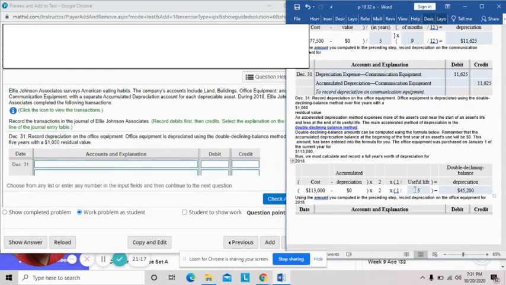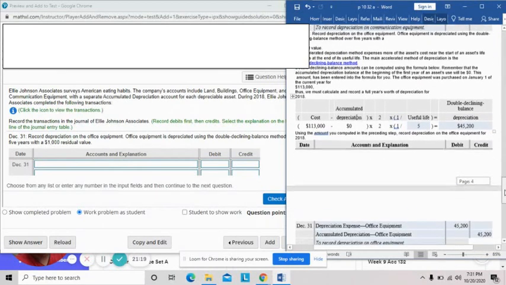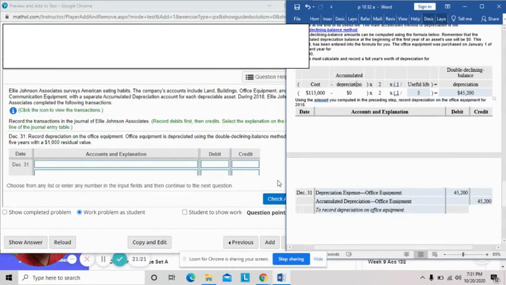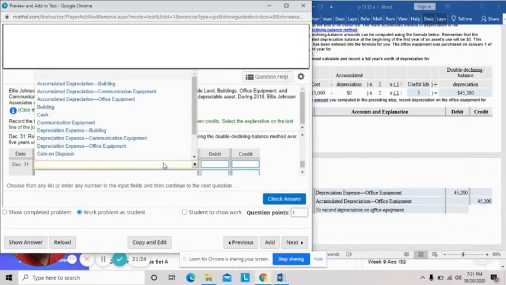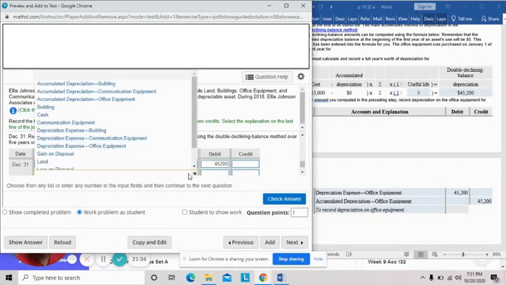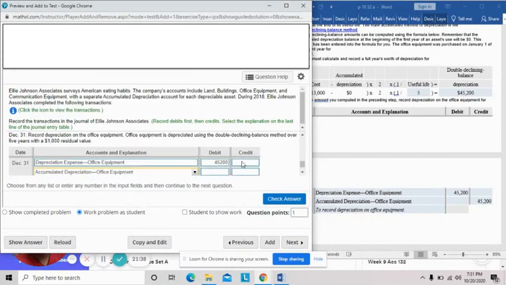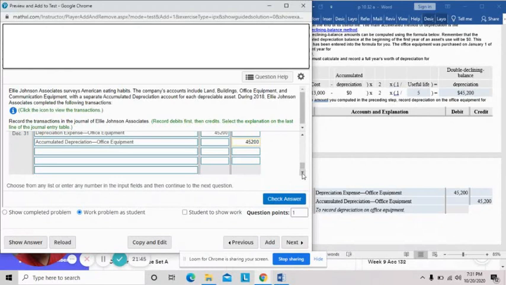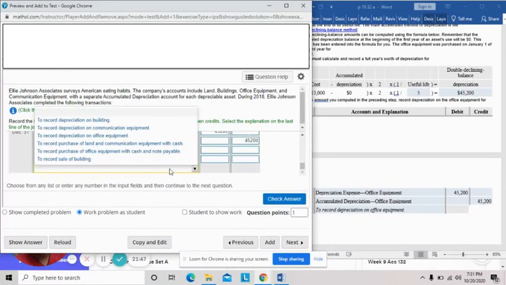to produce a double declining balance depreciation of $45,200. So if we go to the journal entry, it would be a debit to depreciation expense for office equipment of $45,200, credit to accumulated depreciation for office equipment for $45,200. The purpose of this journal entry is to record depreciation on office equipment.